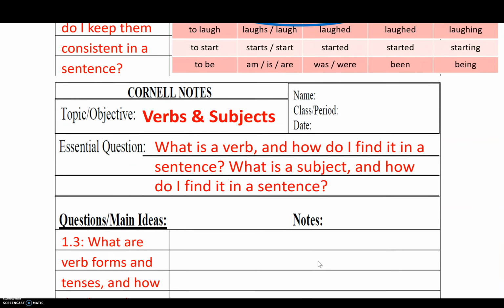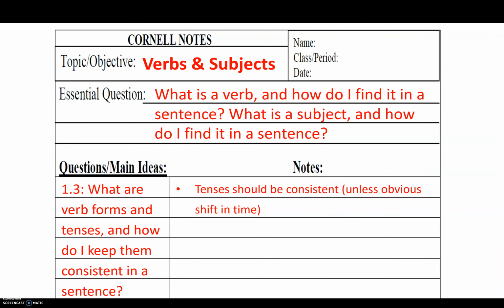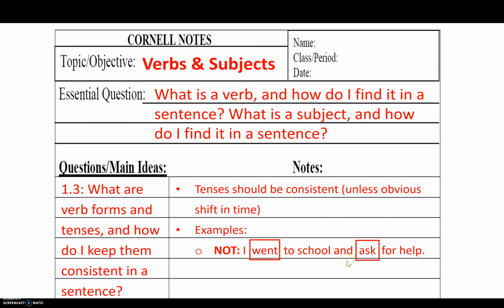clear shift in time. So for example, if I say I went to school and ask for help, there's my verbs went and ask. Notice the sentence starts in past tense, I went to school, but ask is in present tense. There's not a clear shift in time, and so we want to keep those consistent. So the sentence should read, I went to school and asked for help. Those should both be in past tense. So that's what we're talking about when we mean tenses should be consistent.